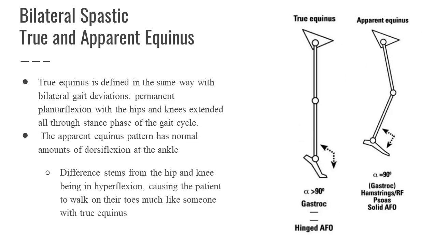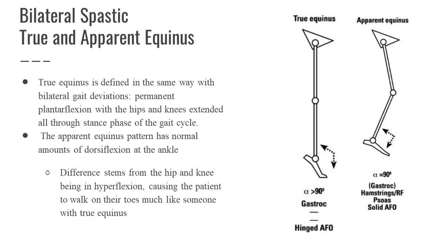Now we're moving into the bilateral gait deviation or gait patterns, and with these we've already been over true equinus, but now there is also apparent equinus. True equinus is defined in the same way, really. Permanent plantar flexion with the hips and knees extended all through stance phase of the gait cycle. That's seen in the first image on the right-hand side there.